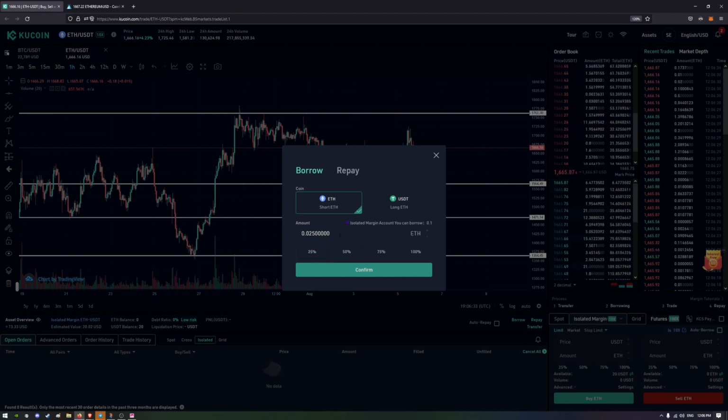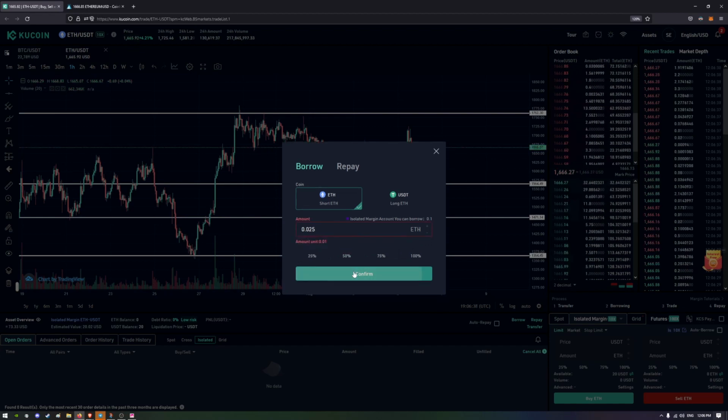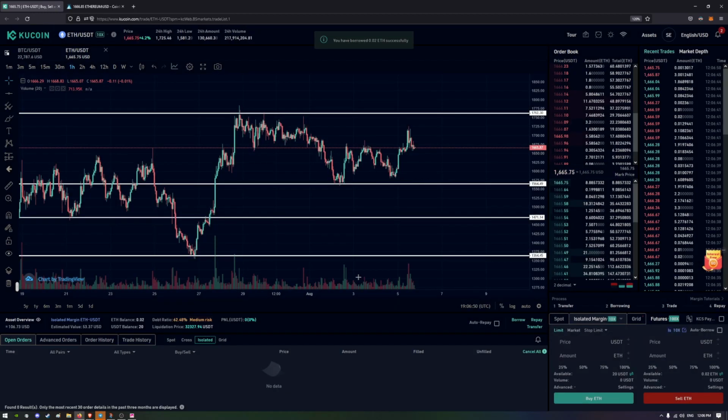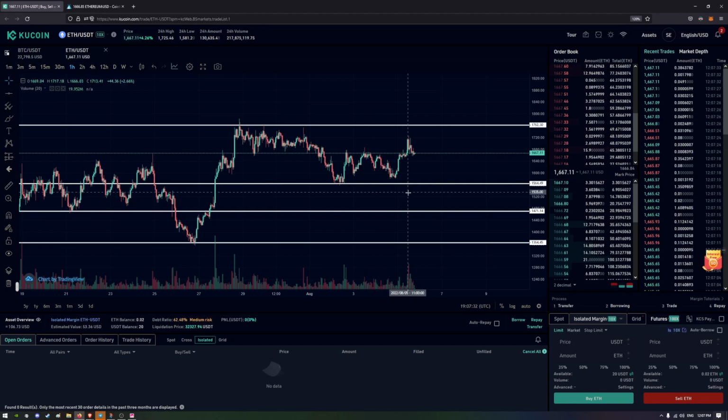Now, if you try to borrow this much, I think it'll probably try to round you off to a second decimal place number. So if I click confirm, there it is, amount unit 0.01. So I have to take this 5 off. Okay, and then click confirm. Now I've borrowed some Ethereum. Okay, my liquidation price is 32,327. So that means that Ethereum would have to go up to $32,327 to get liquidated. So this is a pretty safe trade if you're only using a small amount. And we're not going to enter this trade yet. I'm just showing you the steps that you would take to get into this trade.